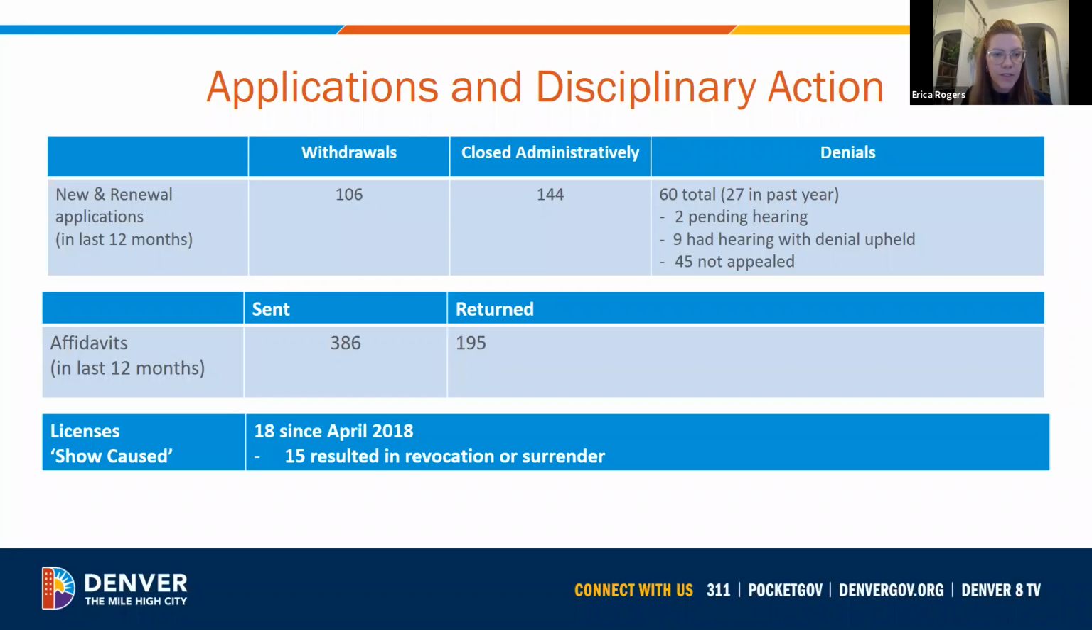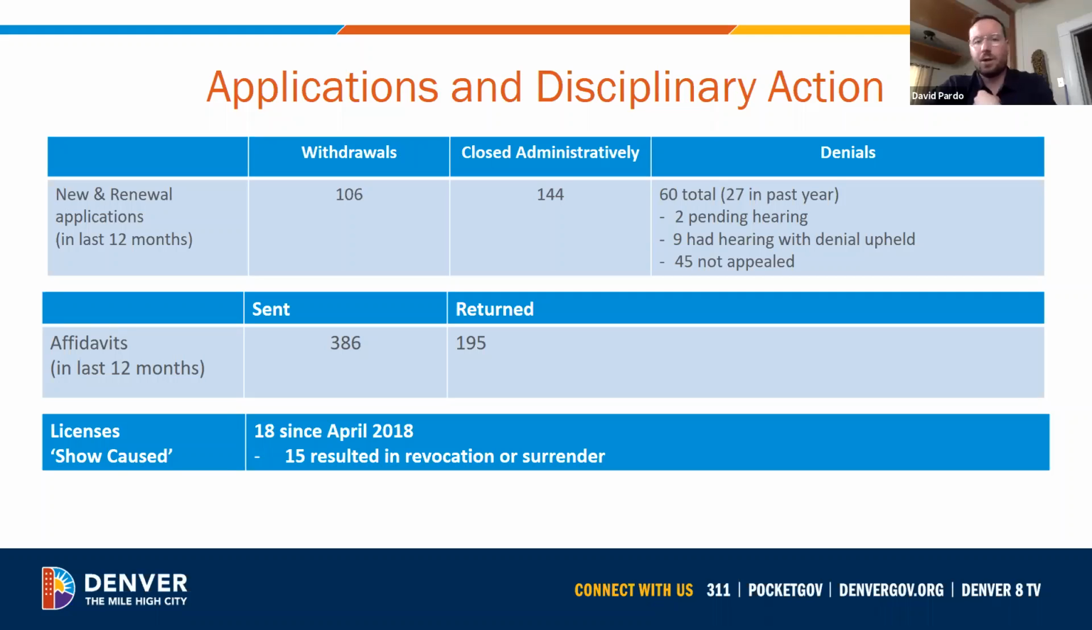As far as affidavits go, we have sent 386, those are the primary residence affidavits. We've sent 386 in the past year, with 195 of those returned. The number of licenses show cause has not changed, 18 since April 2018, with 15 resulting in revocation or surrender. So I don't know, Brian, if you have any other tidbits to add, but those are the numbers about disciplinary actions. I have a question.